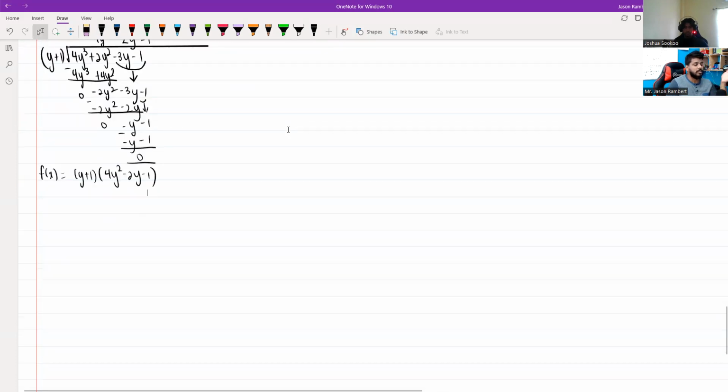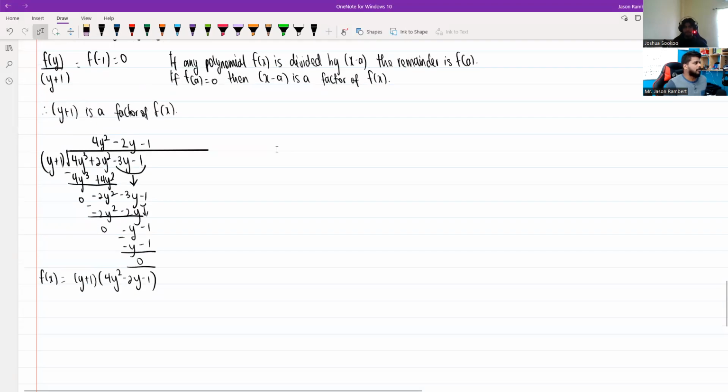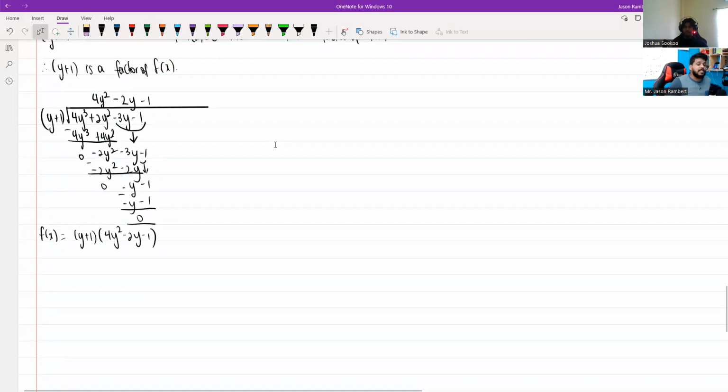Now it's time to factorize the quadratic. So consider 4y squared minus 2y minus 1. This cannot be factorized. So we'll have to use the quadratic formula. We get 1 plus root 5 on 4, and then 1 minus root 5 on 4. So f of y is that. We want to solve f of y is equal to 0.